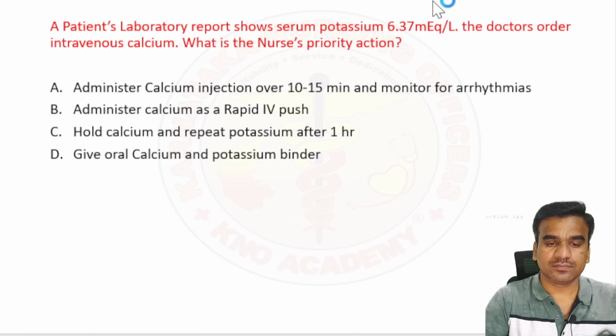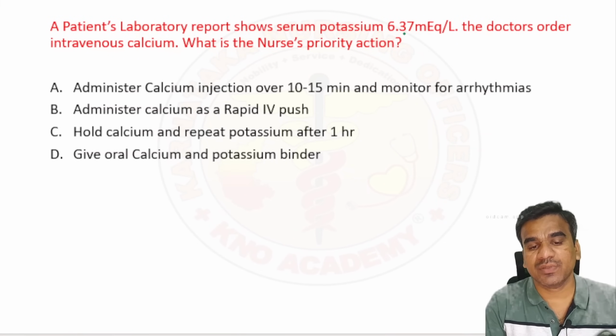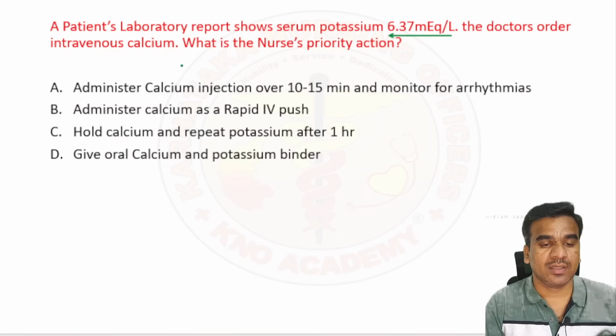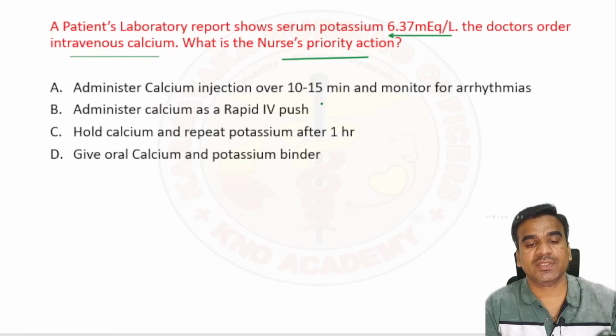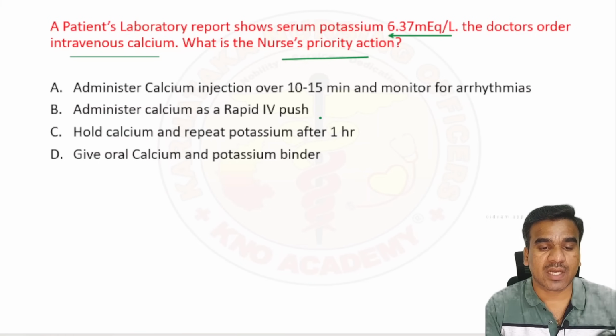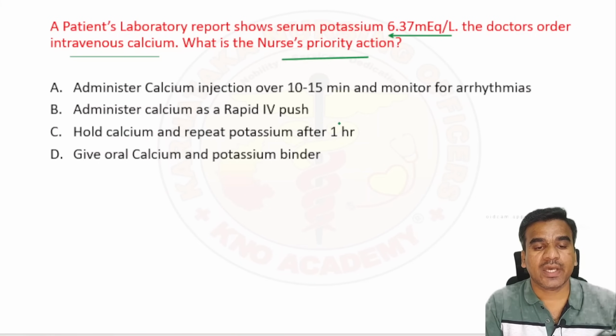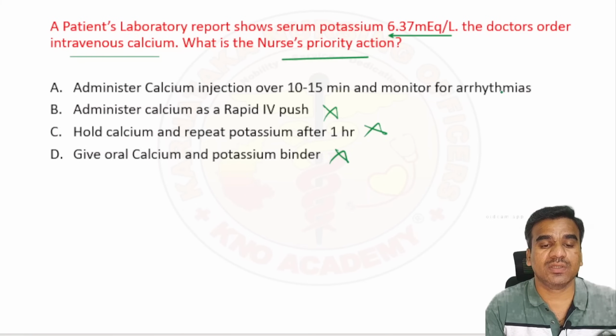Next, a patient's laboratory report shows serum potassium of 6.3 milliequivalent per liter. The doctor orders intravenous calcium injection, that is calcium gluconate. What is the nurse's priority action? Administer calcium injection over 10 to 15 minutes and monitor for arrhythmias. Administer calcium as a rapid IV bolus, no. Hold calcium and repeat potassium after 1 hour, no. We cannot push it rapidly. Give oral calcium and potassium binder, no, this is not for the potassium.